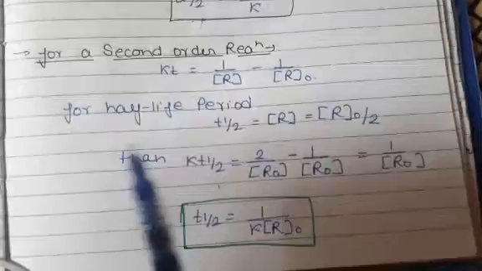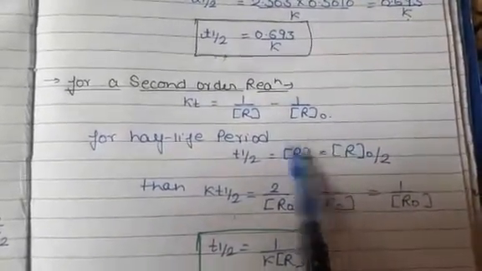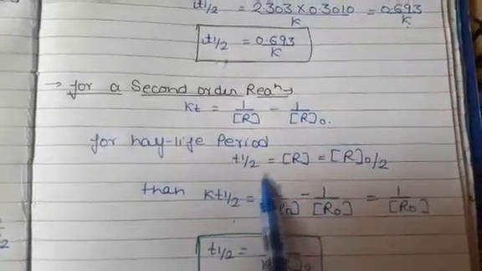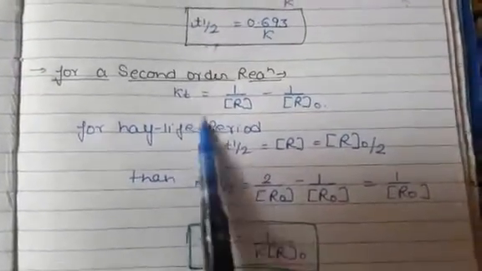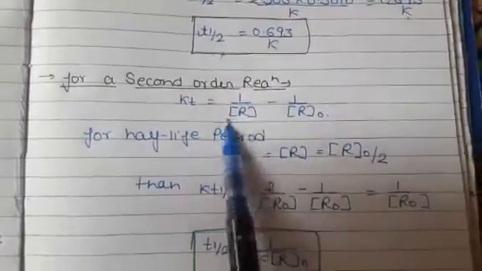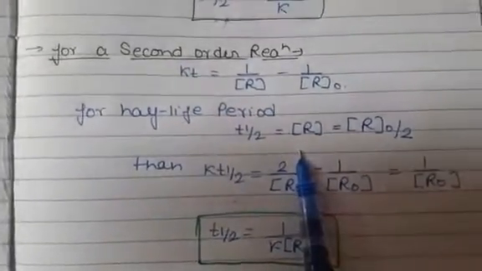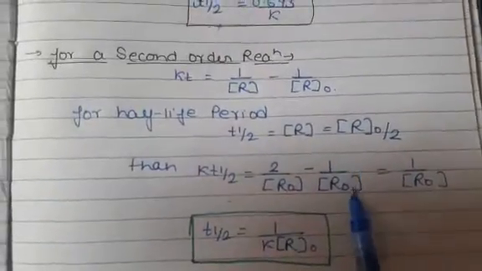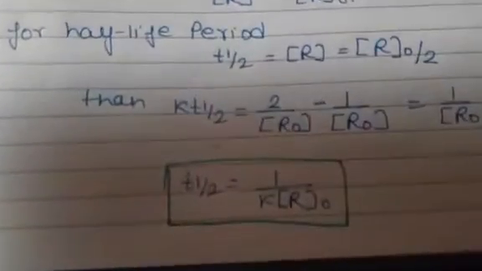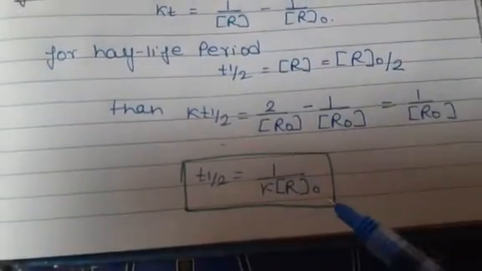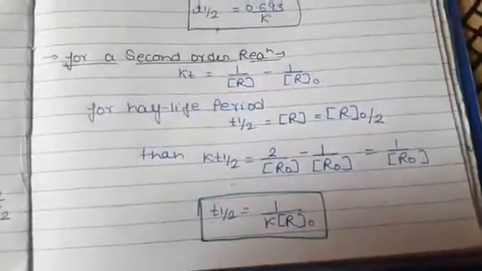And for the second order reaction, we know students, kt is equal to 1 upon R minus 1 upon R0. At half-life, what happened? t becomes t half and R equals R0 by 2. So k t half equals, now when we put here R0 upon 2, then 2 becomes a numerator. So 2 upon R0 minus 1 upon R0. So it becomes 1 upon R0, and t half becomes 1 upon k R0. Okay students, so this is the formula for the calculation of the second order reaction.